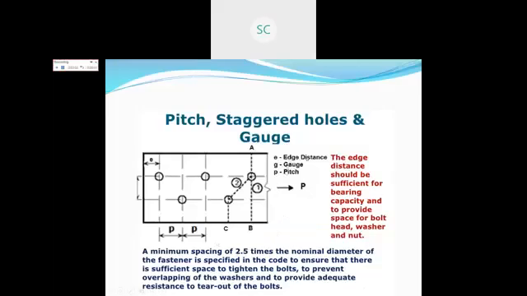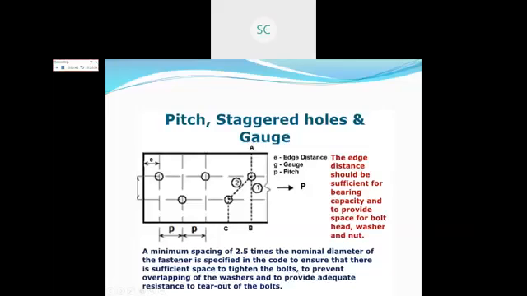This is given in IS 800:2007: what is the minimum and maximum length of the pitch, minimum and maximum length of the gauge, end distance, edge distance, and staggered pitch for chain staggered holes or chain holes. A minimum spacing of 2.5 times the nominal diameter of the fastener is specified in the code to ensure that there is sufficient space to tighten the bolts.